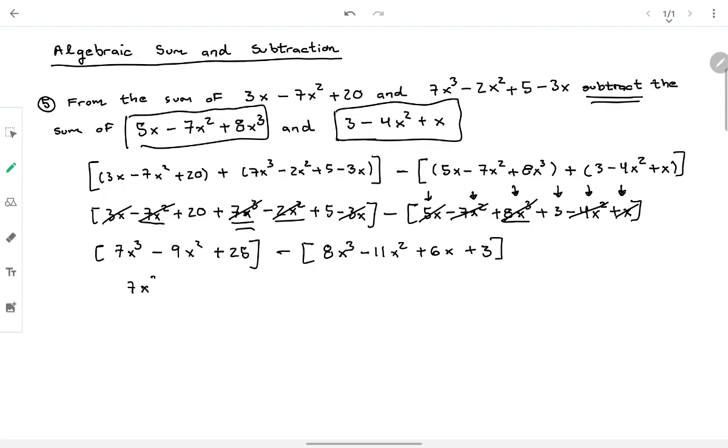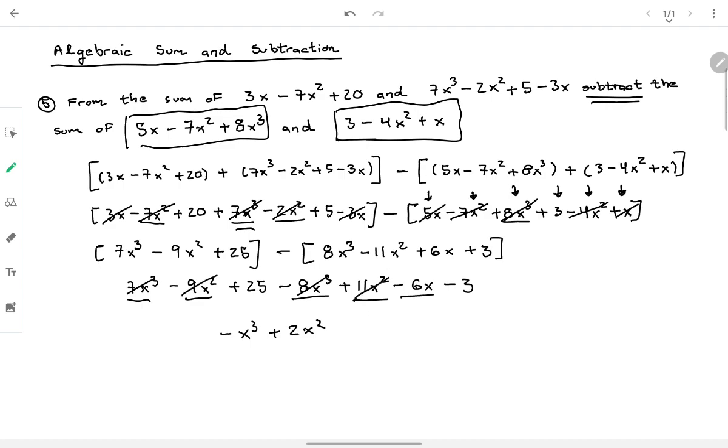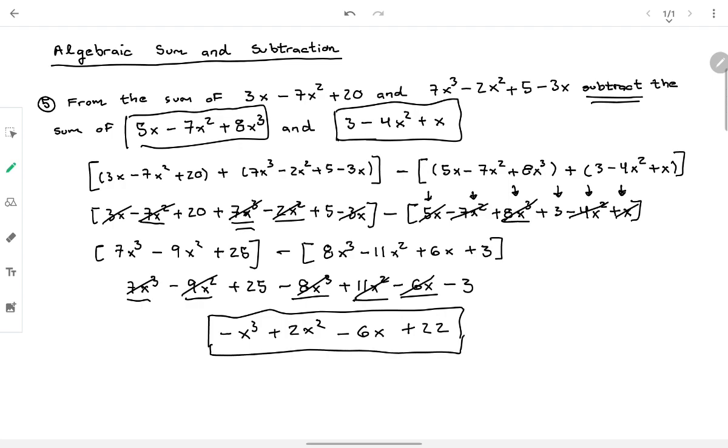So it will be 7x cubed minus 9x squared plus 25 minus 8x cubed plus 11x squared minus 6x minus 3. Then we can do like term simplification. In this case, we will start with x cubed because of descending order of powers, and it will be minus x cubed. Then we continue with x squared. It will be minus 9 plus 11, it's plus 2x squared. Then we continue with letter x. We have only one, so it will be minus 6x. And the numbers, 25 minus 3, plus 22. And that will be our final ordered answer, minus x cubed plus 2x squared minus 6x plus 22.